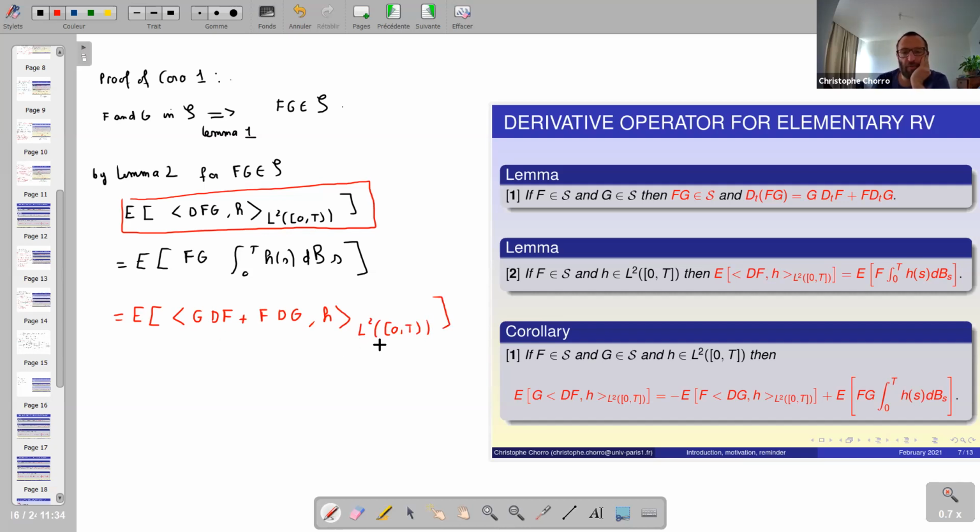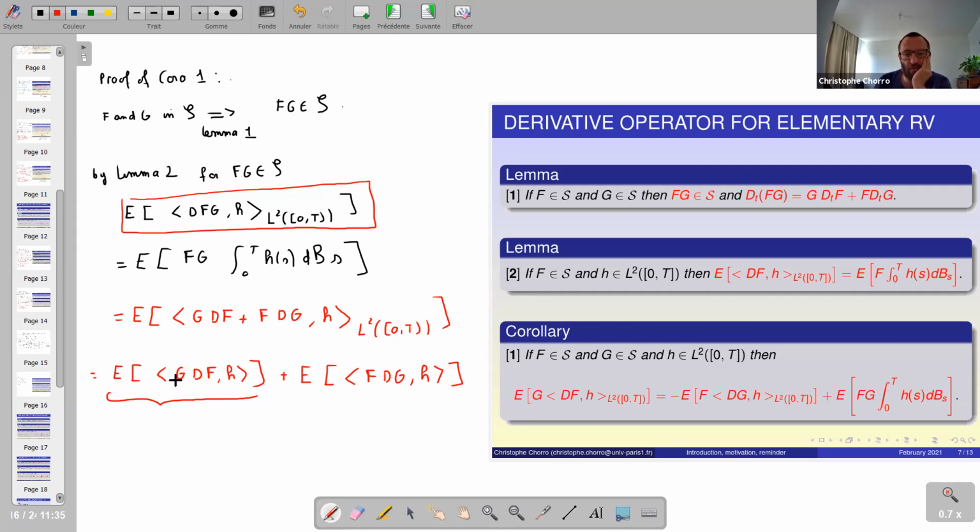So you have the product in L2 of 0 capital T of this one. Okay, so I have the scalar product, so I can use its bilinearity. So I can separate this in two terms. That is the expectation of the scalar product of G, dF, H, plus the expectation of F, dJ, H. And what happened for this one?